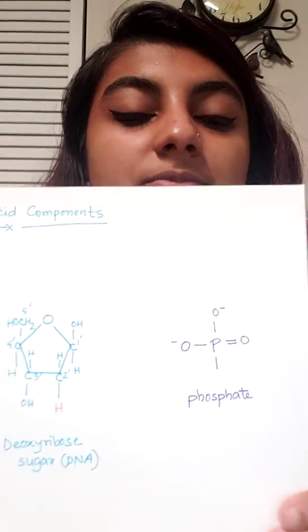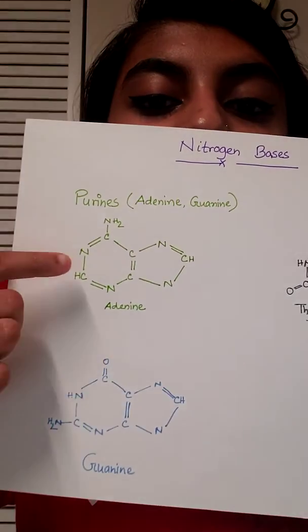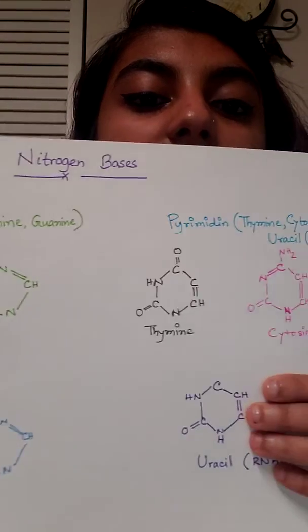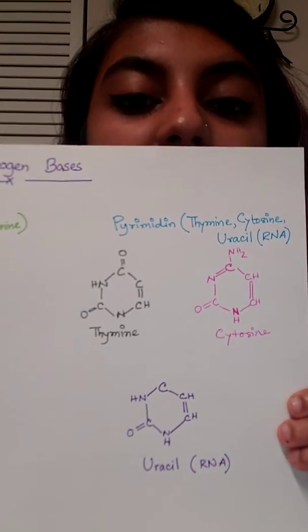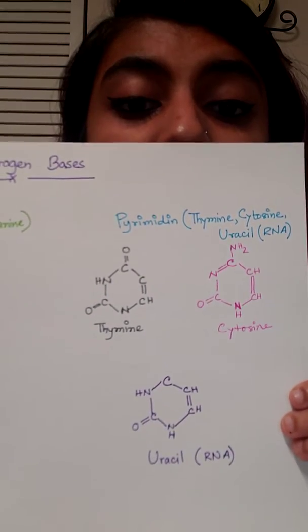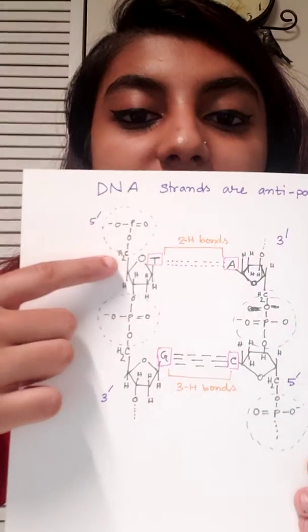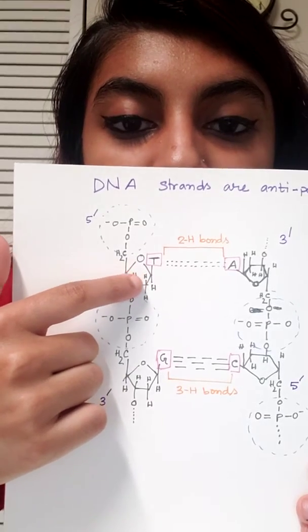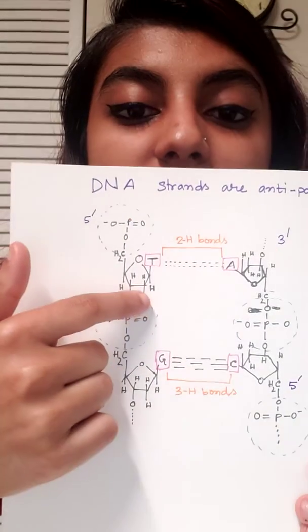This is the phosphate group, and the nitrogenous bases are adenine and guanine, which are purines with a 2 ring structure, and thymine and cytosine, which are pyrimidines with a single ring structure. Uracil is for RNA. Here, the phosphate group is attached to the 5' carbon of the sugar, and the nitrogenous base is attached to the 1' carbon of the sugar, and together they make a nucleotide.